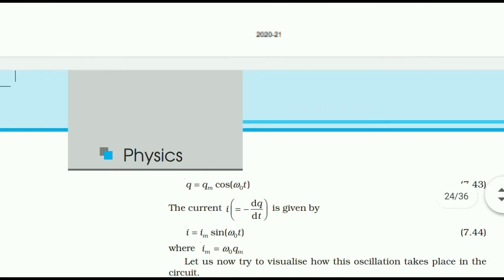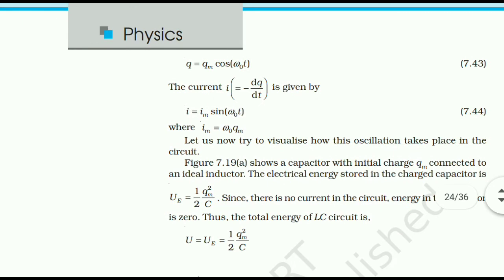Therefore, in the present case, q is equal to Qm cos omega naught t, where I is equal to minus dq upon dt, is given by I equals Im sin omega naught t, where Im is equal to omega naught Qm. Let us now try to visualize how this oscillation takes place in a circuit.